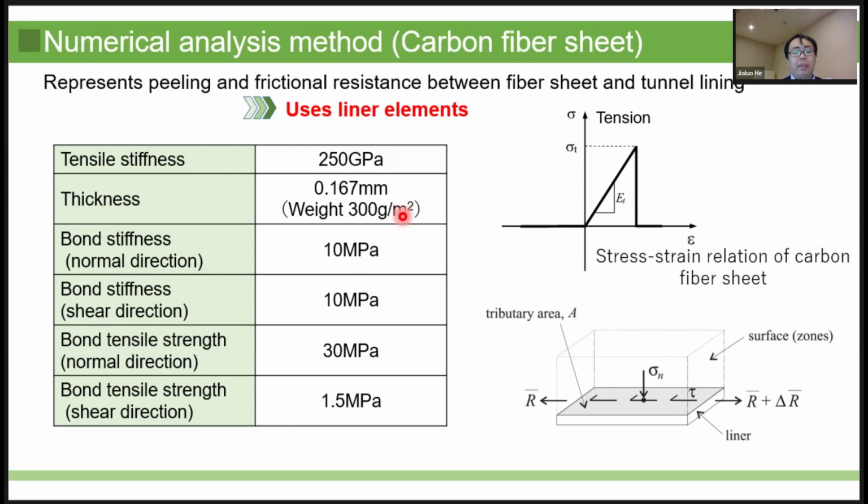The input parameters for the carbon fiber sheet are tensile stiffness 250 GPa, thickness 0.167 millimeter. Normal direction bond stiffness 10 MPa, shear direction 10 MPa. Normal direction bond tensile strength 30 MPa, shear direction 1.5 MPa.